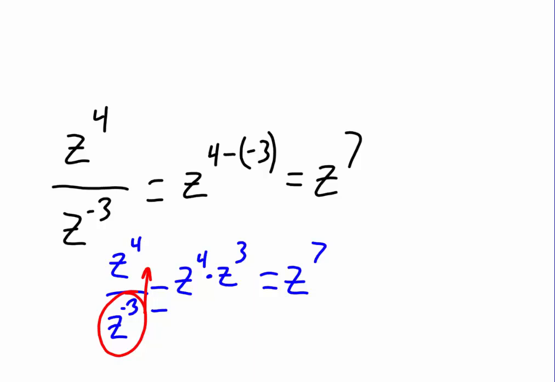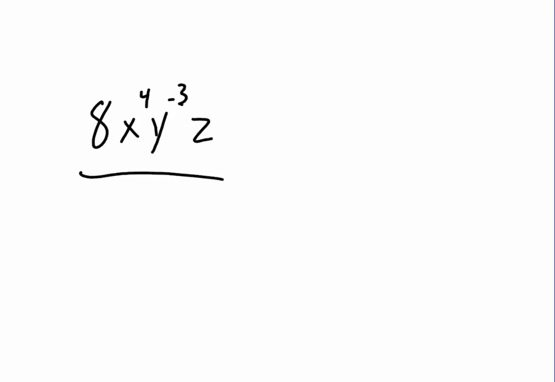Now, we could take this skill and combine it with the bigger problem that we just had, and we could end up with something like 8x to the 4th y to the negative 3z over 12x squared y squared, and then z to the 4th.